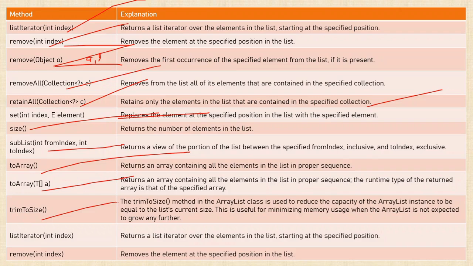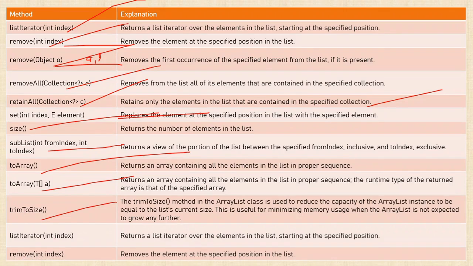Basically we use it to save our memory. By default the size of an array list will be 10, the capacity will be 10. And if you have added three elements and you want to save your memory, then you can call trimToSize, and your capacity will be 3. So here you can save your memory with the help of trimToSize.